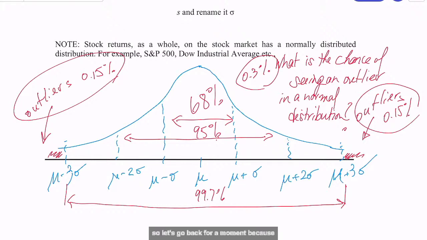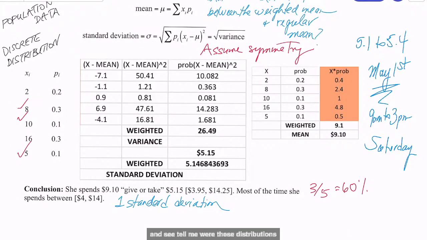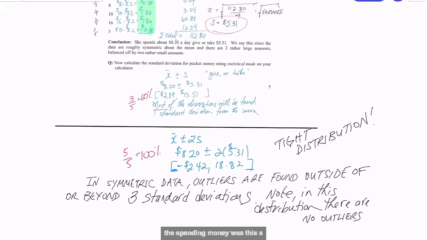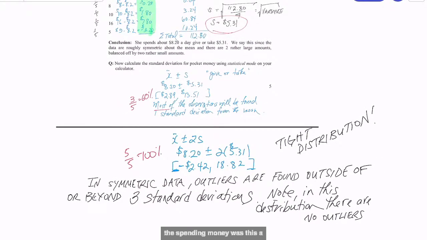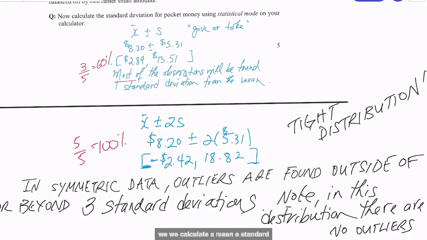So let's go back for a moment, because that's the last page. Let me go back and see. Tell me, were these distributions that we looked at? So here's the example that we did with the spending money, right? The spending money. Was this a normal distribution? We calculate a mean, a standard deviation. It's a small data set, but if we tried to say, oh, it's approximately normal, would you say it's a normal distribution?